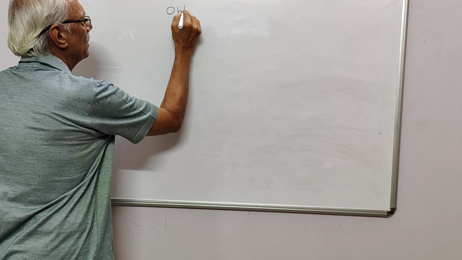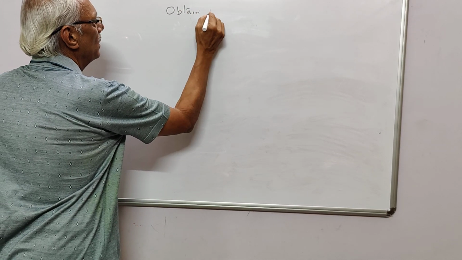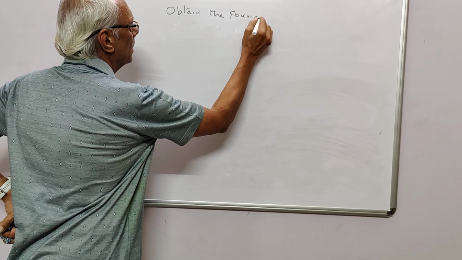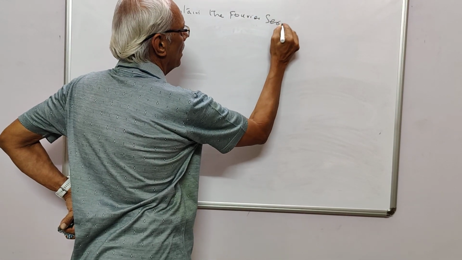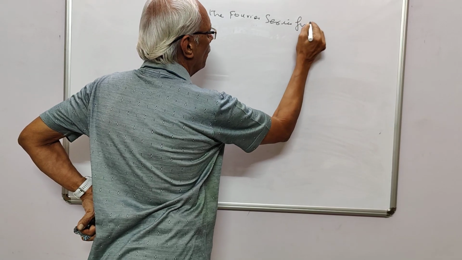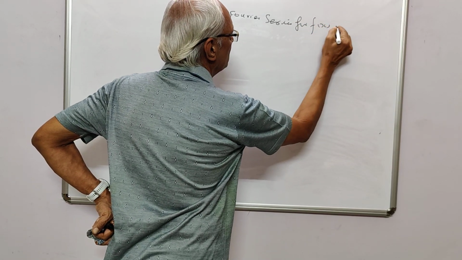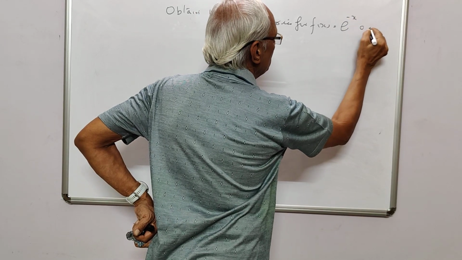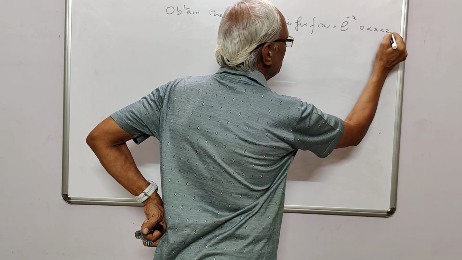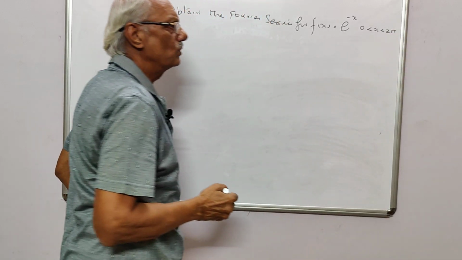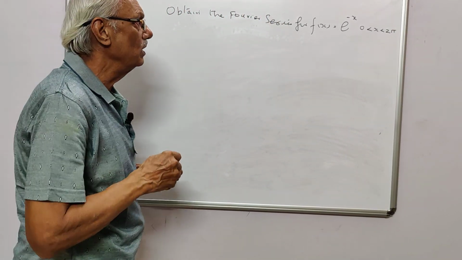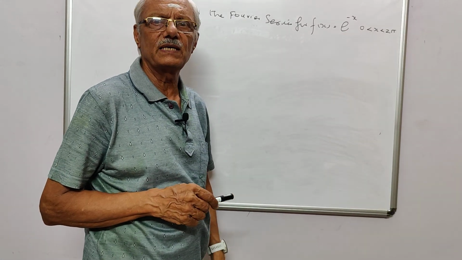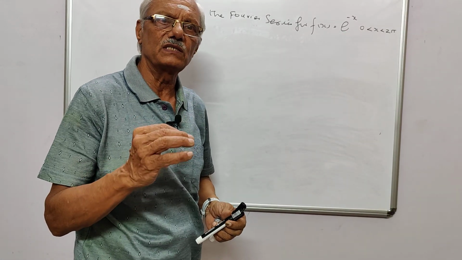Obtain the Fourier series for f of x is equal to e to the power of minus x, 0 less than x less than 2 pi. So this is what is given to you. Now you are going to express this e to the power of minus x as a Fourier series.